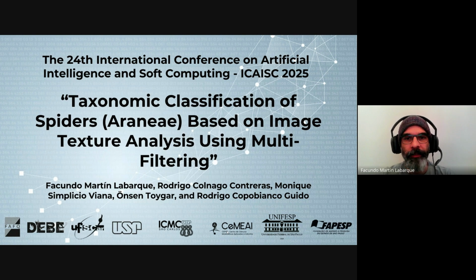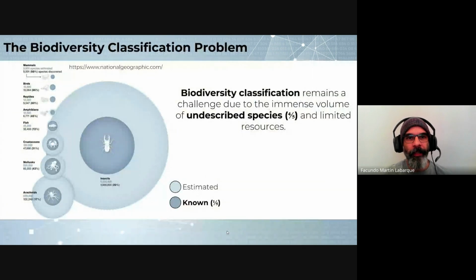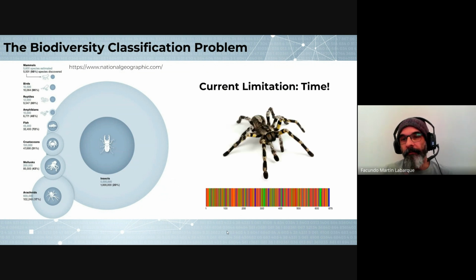Today, I'm going to talk about the taxonomic classification of spiders based on image texture analysis using multifiltering. Biodiversity classification remains a challenge due to the immense volume of undescribed species and limited resources to do so. For example, if we think about arthropods and invertebrates, we actually know one-fifth of the estimated biodiversity that is out there. Our current limitation on this problem is time, because we use tools such as morphology or DNA that help us a lot to classify biodiversity, but they are slow tools.